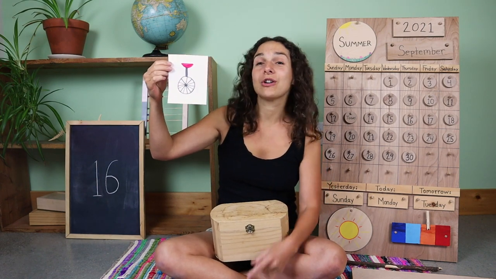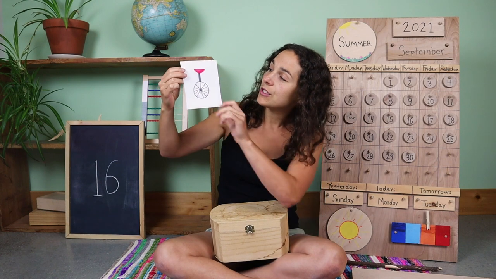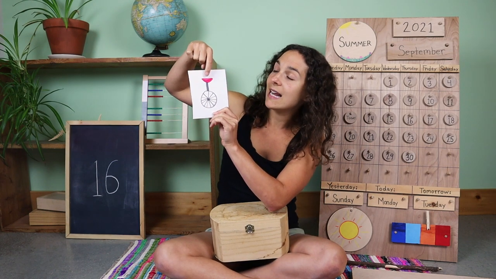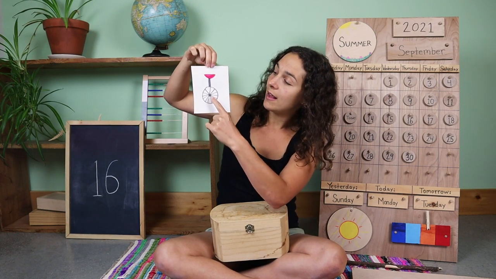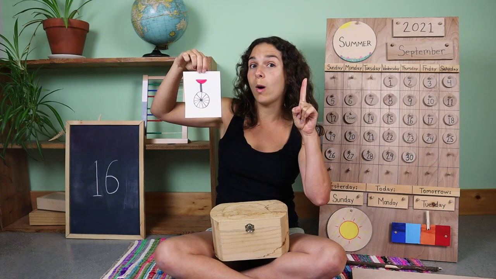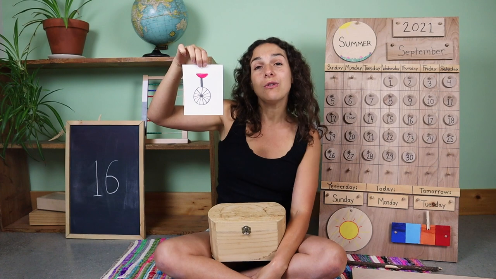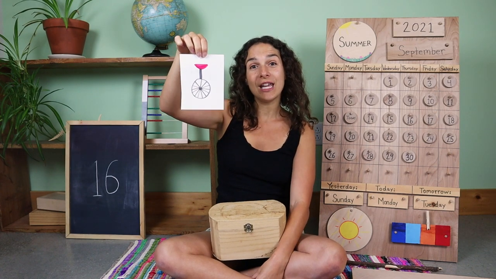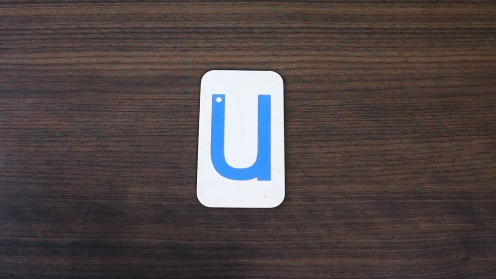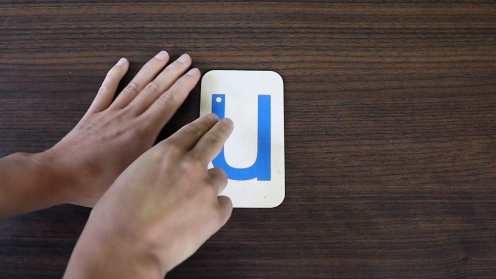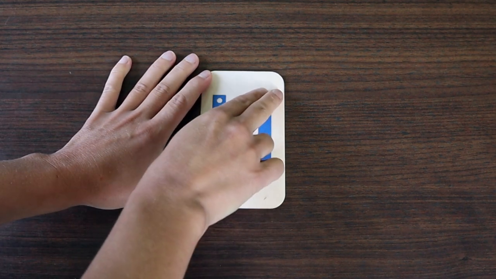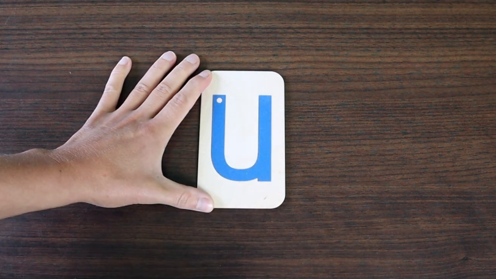This is a picture of a unicycle. So right here is the seat. This is where you sit. The unicycle only has one wheel, so it takes a lot of balance. Unicycle starts with the letter U. This is how you write an uppercase U. One more time.